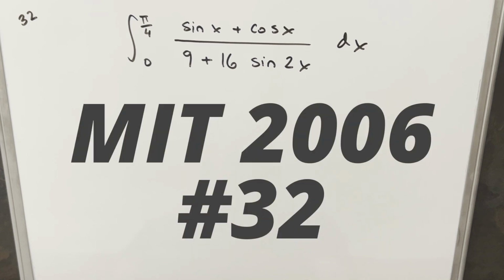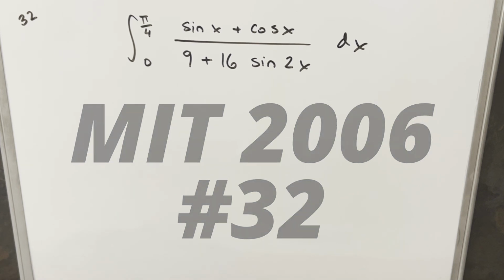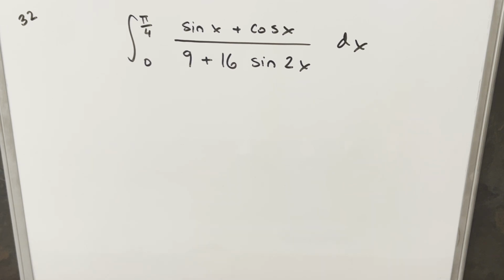Okay, we have an interesting integral from the MIT Integration Bee 2006. This one's number 32. We have the integral from 0 to pi over 4 of (sine x plus cos x) over (9 plus 16 sine 2x) dx. Okay, this was a tricky one.